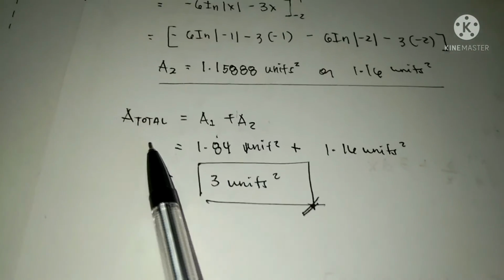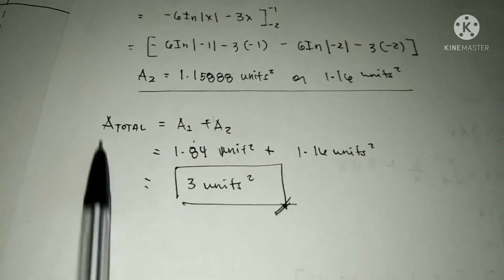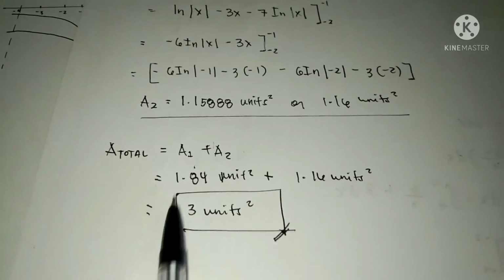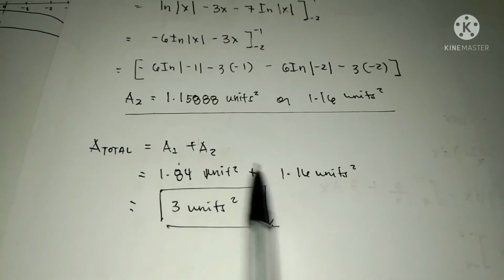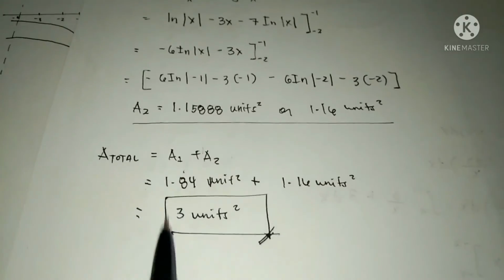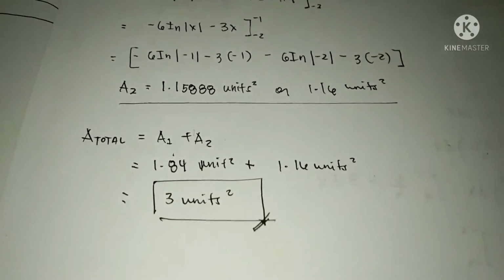So, in order for us to get the total area, we can use this formula. A total is equal to A1 plus A2. So, A1 is equal to 1.84 units squared plus our A2, which is 1.16 units squared. So, add this, it will become, so the final answer will be 3 unit squared.